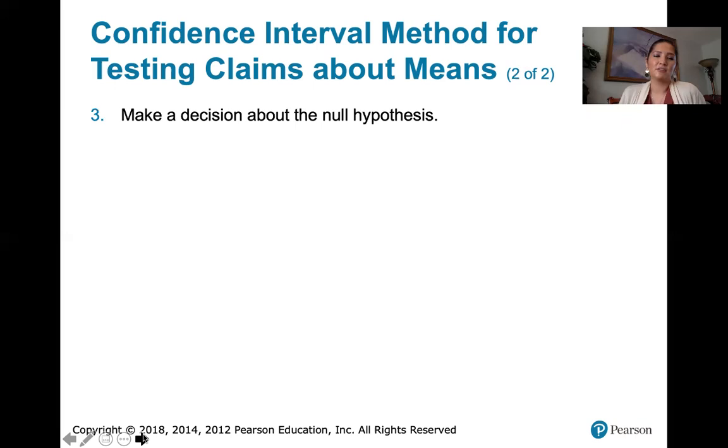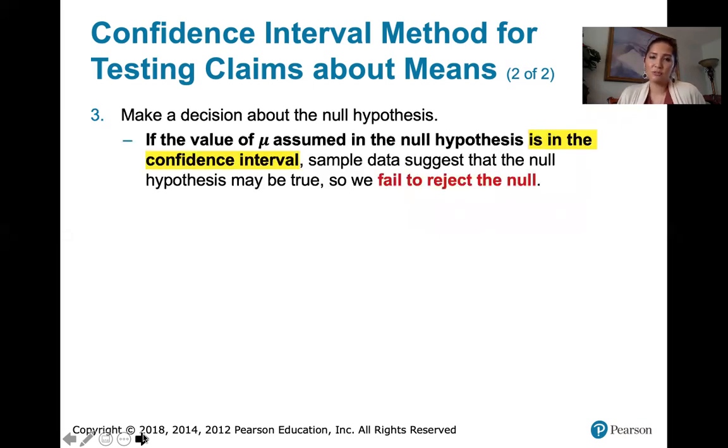We're going to make a decision about the null by looking at that interval and seeing whether the value of the population mean in our null hypothesis is in that interval. If the value of the mean assumed in the null hypothesis is in the confidence interval, we're going to say the sample data suggests that the null hypothesis might be true. It might be possible that the mean is equal to 60 seconds, for example. So if the value of the mean assumed in the null hypothesis is in the interval, we're going to say the null hypothesis might be true, so we fail to reject the null.